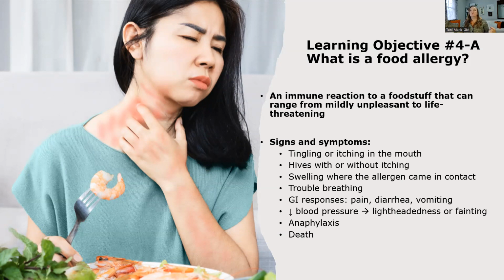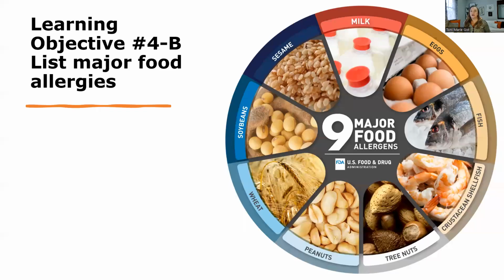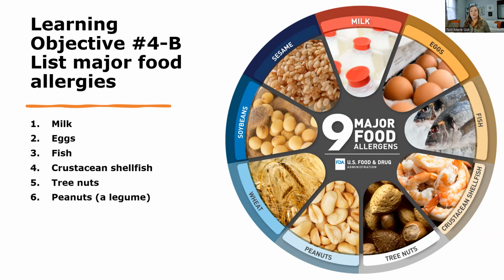And so we have major food allergies that have been noted, and those major food allergies have now gone from 8 major food allergies that have been noted, or food categories, to 9. And the first one is milk. Then we have eggs, fish, crustacean shellfish, tree nuts, peanuts, and peanuts are actually a legume, even though they have the word nut in them, wheat, soybeans, and just recently, sesame has been added to that list as well.